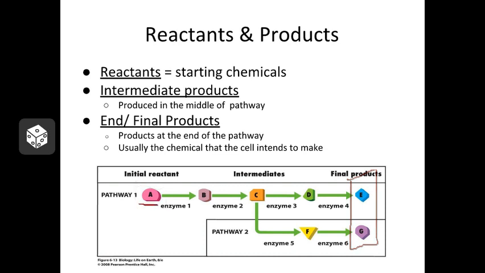Now, in order to get from A all the way over here to E and G, the cell has to go through a series of chemical reactions. So it has to change A into B, and then B into C, C into D, or F. All of these chemicals that are made in the middle are not the end product, so it's not what the cell wants to end up with, but they are still useful because they can be used to make other chemicals. We call these intermediate products. C, for instance, can be transformed into either D or F, so it's at a branching point in the metabolic pathway.